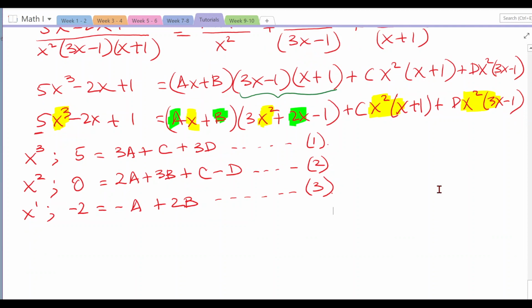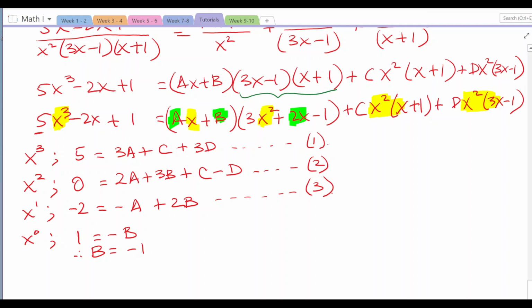Okay, and then for the constant, or x to the power of 0 if you like, on the left hand side we have 1. 1 equals to, and on the right hand side, nothing in here, nothing here, there is no constant. Wait, we have b here. We have b multiplied by negative 1, so we have negative b. So 1 equals negative b, and therefore b equals negative 1.